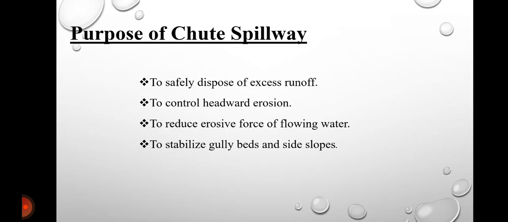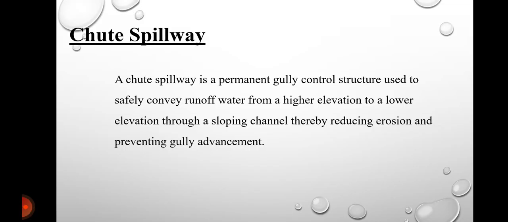So the main components, as we saw in a drop spillway, now in chute spillway, the main components are inlet, chute, energy dissipator, outlet, and the side walls. So inlet gets the water into the chute section. The chute section is a sloping protected channel that carries water downwards, and next the energy dissipator reduces the energy and the velocity of the water, and at last the outlet discharges water safely into the downstream channel. The side walls prevent water from flowing outside the chute.